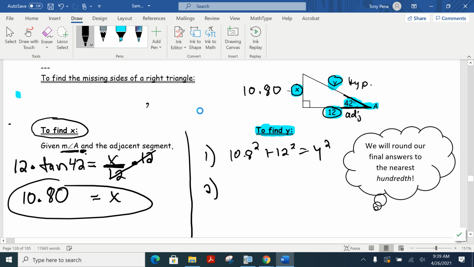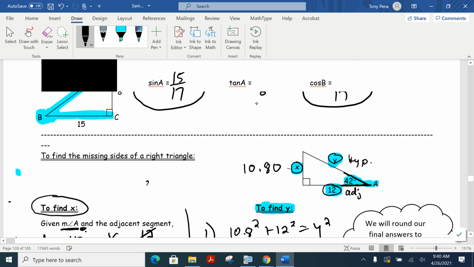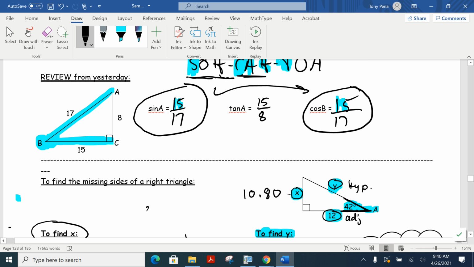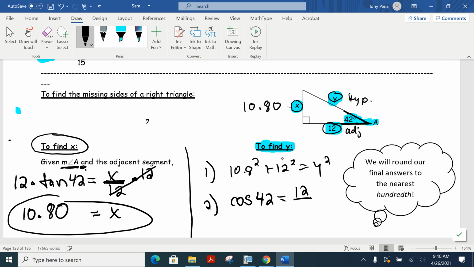If we go to our SOHCAHTOA phrase up here, notice what adjacent over hypotenuse is. Isn't that your cosine function, the adjacent and the hypotenuse? So if we base it on the ones that you were given from the beginning, we could have done this right away. We could have solved for y first. The cosine of that angle would have to be the adjacent side over the hypotenuse.